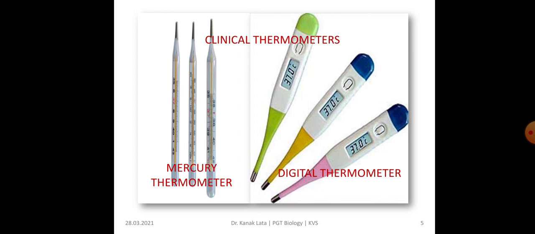You can see here the clinical thermometer. One is called the mercury thermometer, another is called the digital thermometer. In both cases a mercury bulb is present. One small bulb is present at one end of the thermometer in which mercury is kept. But the second one is called the digital thermometer. Why? Because here you can see the temperature shown digitally, and in the mercury thermometer we have to read the reading. What is the temperature? This is the difference between them, but both are used to measure our body temperature.